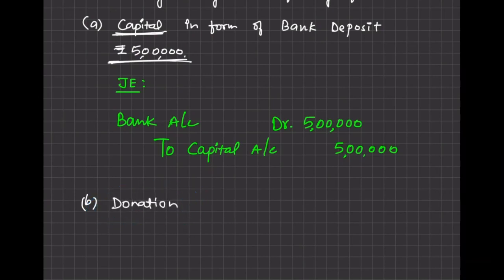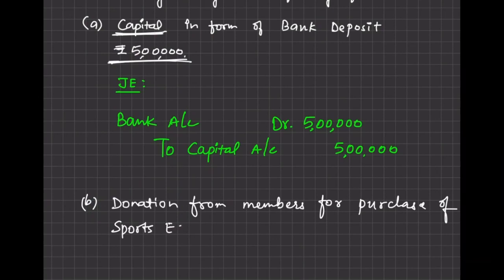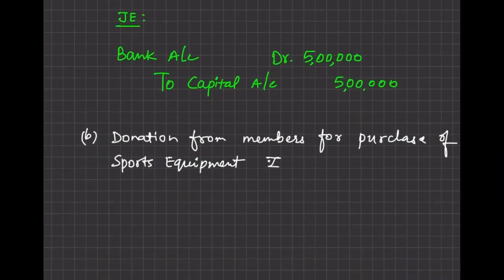They've received a donation from members for purchase of sports equipment of, let's say, rupees 3 lakhs. This is a donation which we have received from the members. So, what would be the journal entry when I receive this donation?